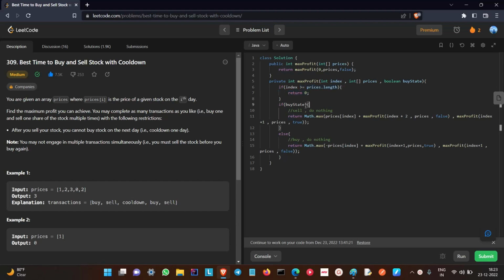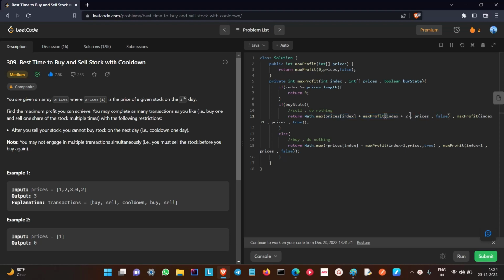And if we are currently in a buy state, the buy state will indicate that we have bought a stock. So if we bought a stock, we can either sell it or skip without selling. So we'll find the value, that is maximum profit for sell and do nothing. So when we sell the stock, we can add the prices of the current day, that is the sold price, as a profit, and maximum profit of index plus 2.